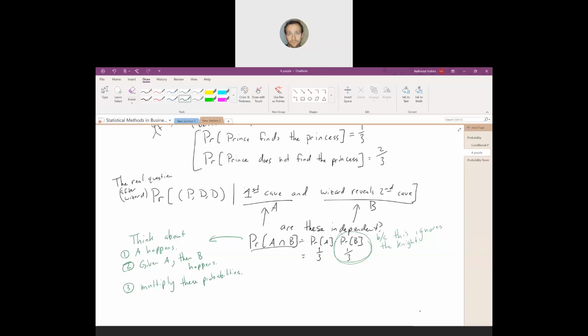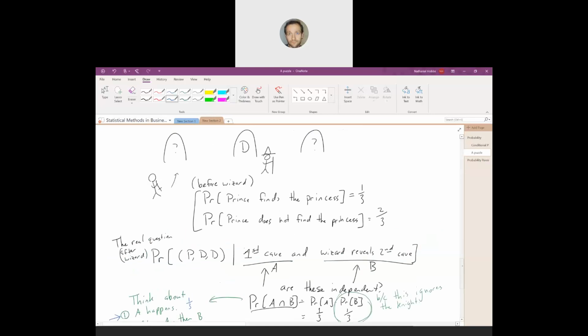In this case, first the prince chooses a cave. So what's the probability of A? What's the probability that the prince chooses the first cave? It's 1/3, right? Yes. So that's this.